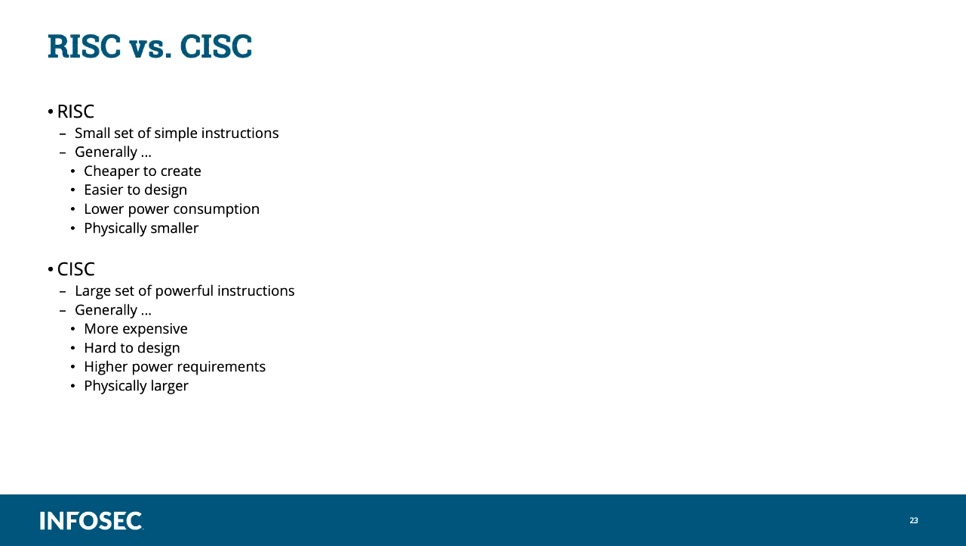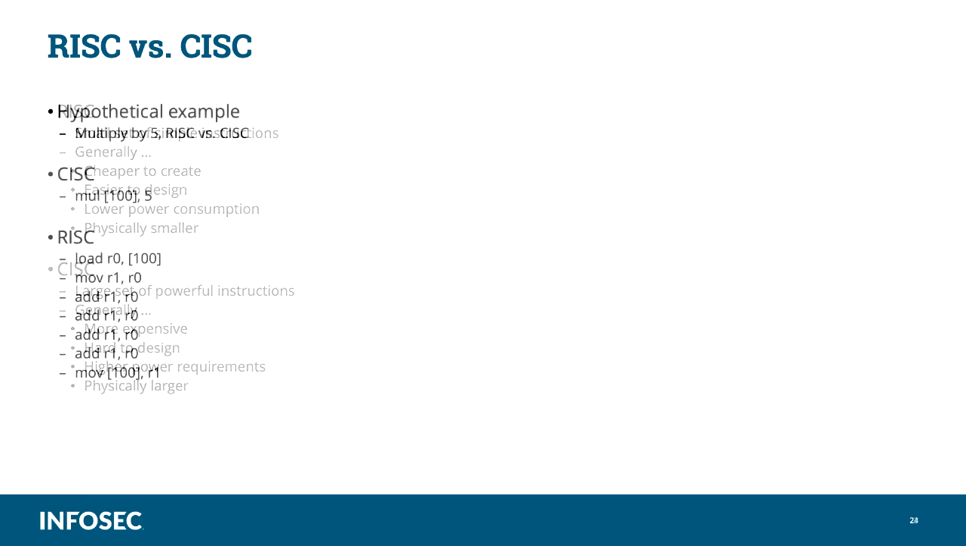So what's the big difference? RISC architectures are small sets of simple instructions. RISC processors generally are cheaper to create, easier to design, and have lower power consumption, which results in a physically smaller chip. CISC architectures and CISC processors have large and much more powerful instructions, but that leads to a more expensive chip. It's harder to design, it requires a lot more power, and it's physically larger.